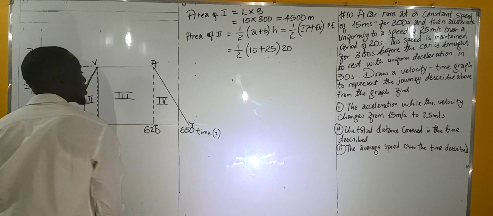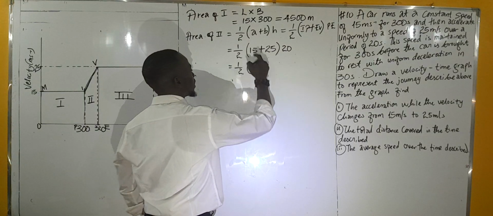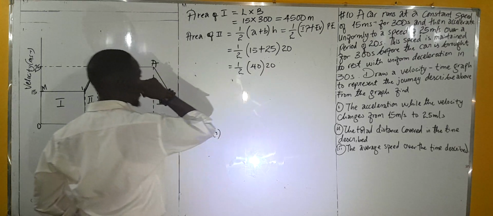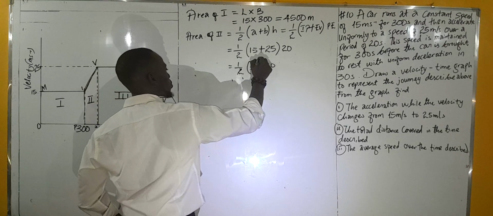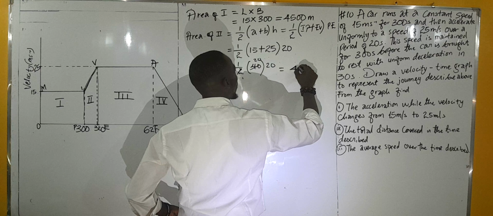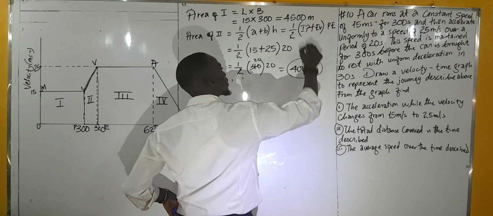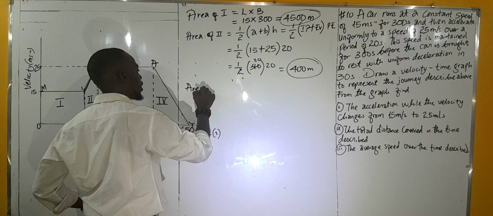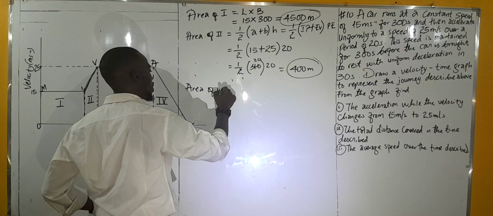So this will give me 1 over 2. This is 40 and 20. So this and this 20, 400 meters.